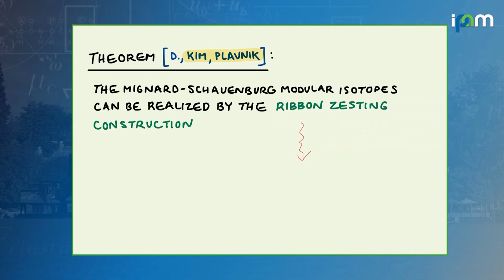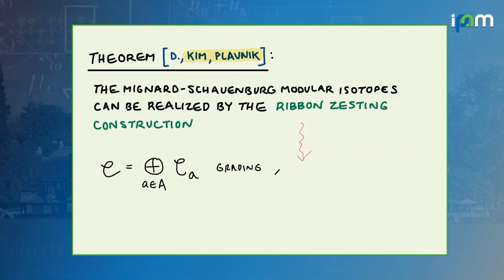Maybe in the interest of time, I don't want to get too bogged down in detail about ribbon zesting, but the idea of the construction is that we start with our category, and this is a very general construction, but let's just think about modular categories for today. We choose some grading, and it's going to be necessarily abelian because our category is braided. We choose some grading of our category. We've seen that definition a couple times today.